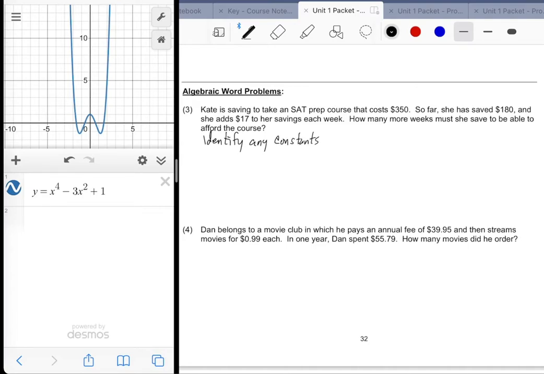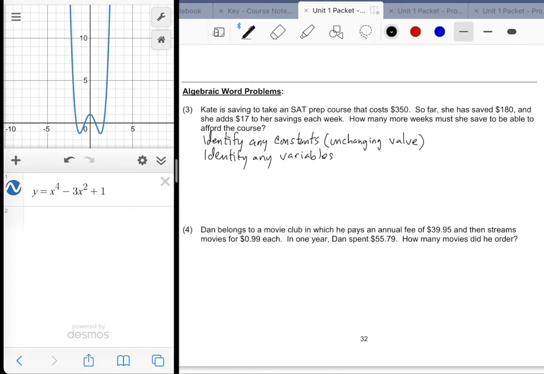A constant value is a value that doesn't change. So an unchanging value. Identify any variables. Those would be ones that do change, the vary part of variable. So it costs $350. That's not going to change. That's a fixed amount.